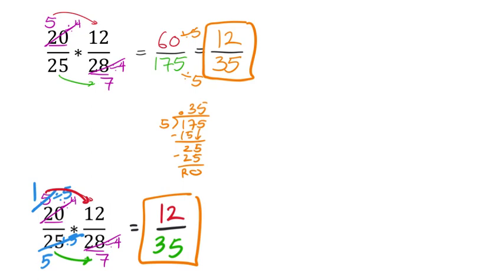Doesn't matter which one you do. You get to choose. Choose the one that you like the best. Some students don't even like to cross-simplify. They'll do 20 times 12 and 25 times 28. Get those values. I don't know what they are. And then they'll simplify from there by doing repeated division. I don't like that because it'd be like doing this over and over and over, like 3-4 times. And I don't want to do that. I want to try to avoid that stuff.